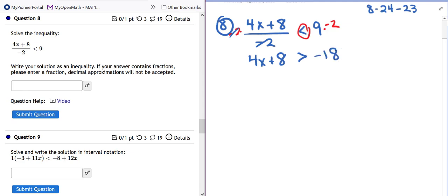And then it'll be standard. You're going to take off your 8. So you get 4x is greater than, this will be a -26. You have like signs. Add and keep the sign. And then you're going to divide by 4. Now you're dividing by a +4, so it is not going to flip again. So you have x is greater than.